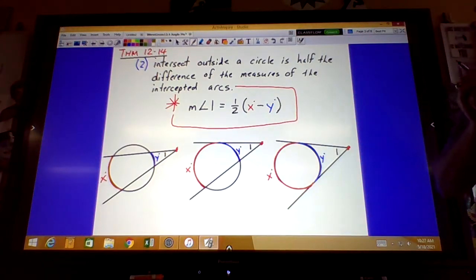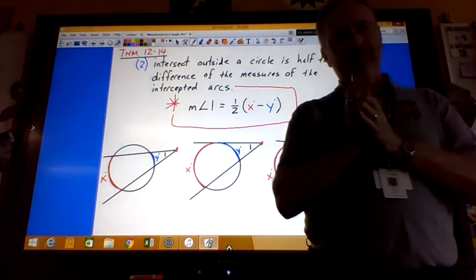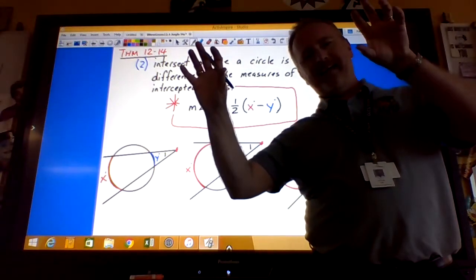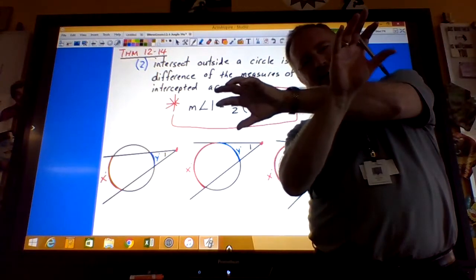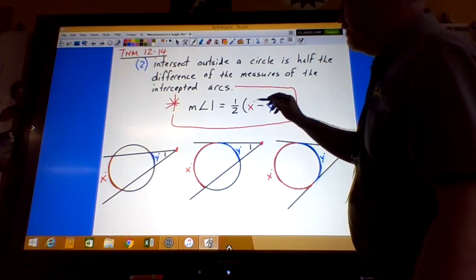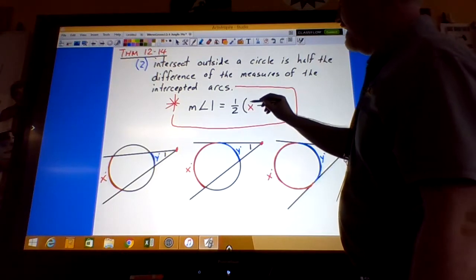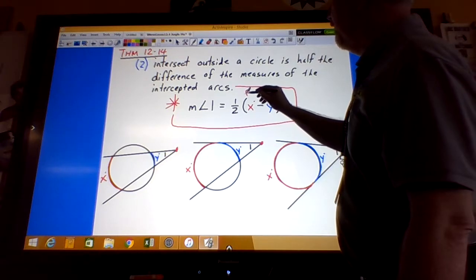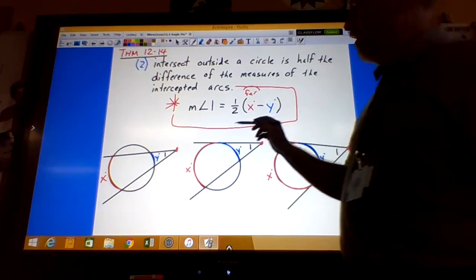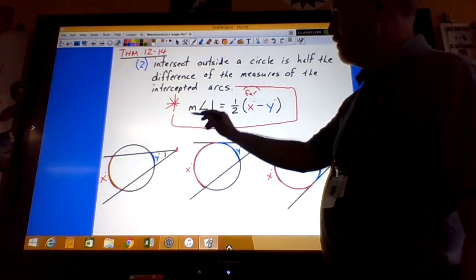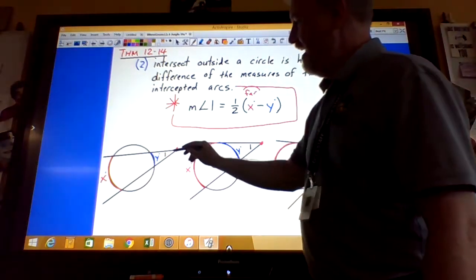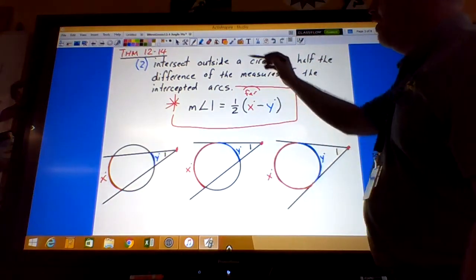Now I will tell you this, order does matter when you subtract, because 7 minus 8 is different than 8 minus 7. So there is a specific order. Now, I refer to the first arc, the one in the X in red, I refer to it as the far away arc. So far. Far from what, Mr. Metcalfe? Well, the angle. All right, we're trying to find angle 1. So the far away arc would be X, and then Y would be the close arc.